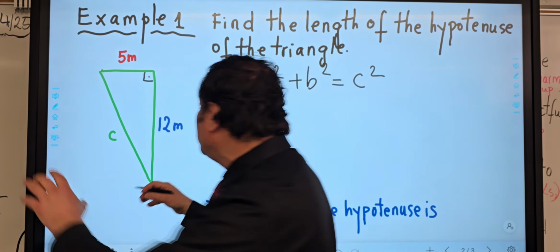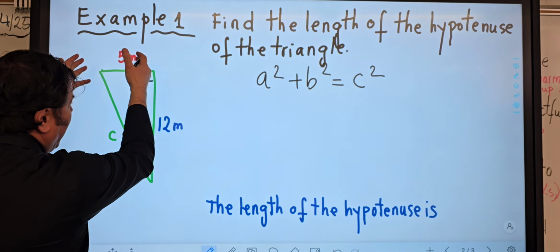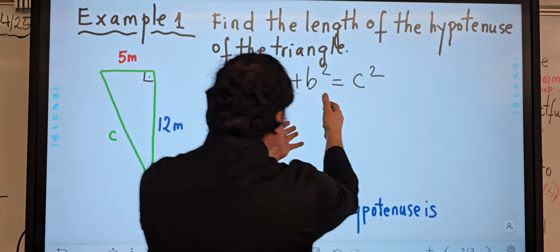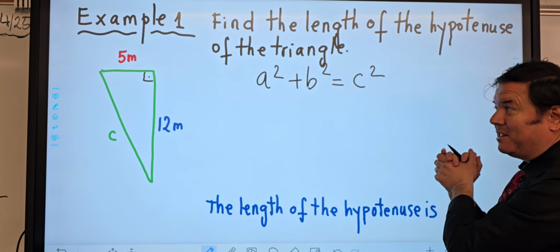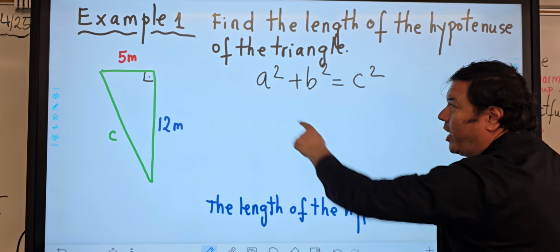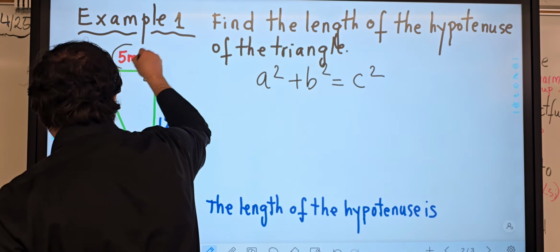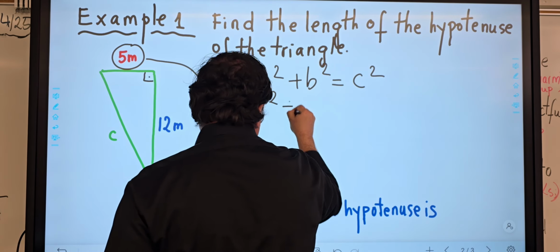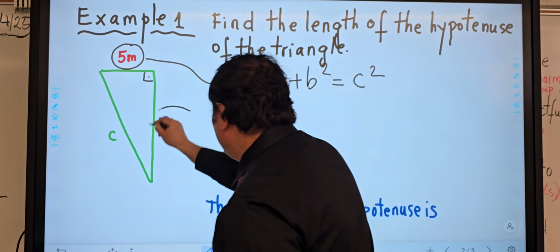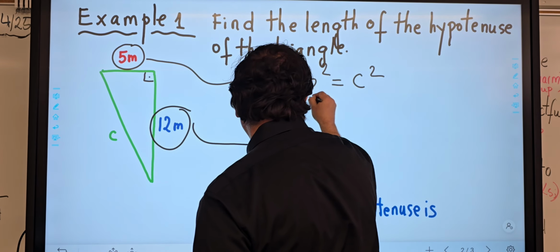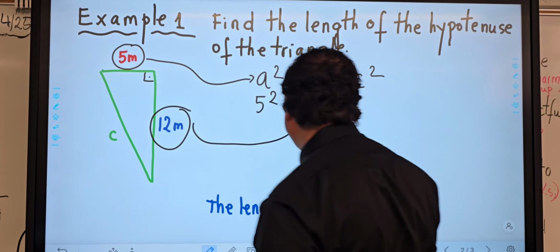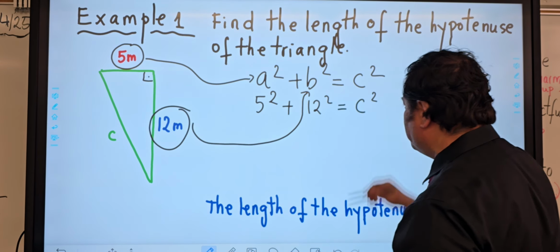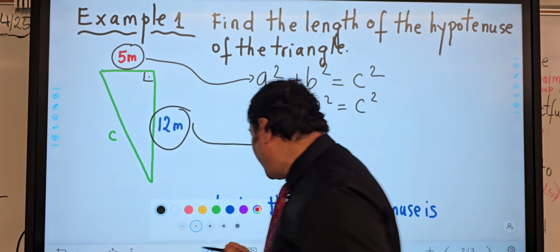Now we are going to substitute the values for A and the values for B into this formula, and then we are going to find C, the missing side. So instead of A, we are going to plug in the 5. So here we have 5 squared plus, instead of B, we are going to put 12, so plus 12 squared equals C squared, because we do not know C.